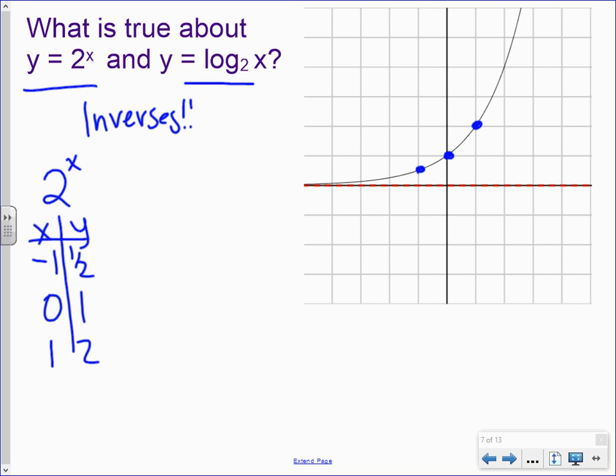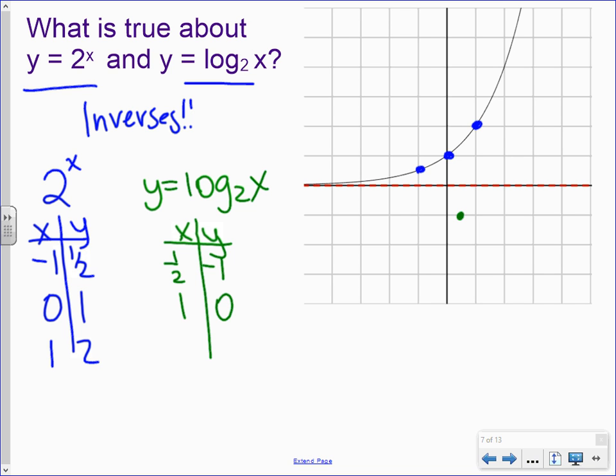If y equals log base 2 of x is the inverse, what do we do with this table right here? We switch x and y. Remember how we worked for a while on inverses? Inverses mean we switch x and y. So for our inverse function, we have the coordinate 1/2, -1. And we have the coordinate 1, 0 and the coordinate 2, 1.